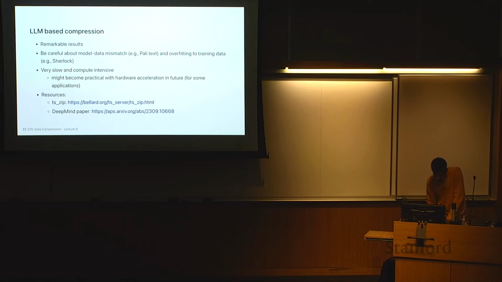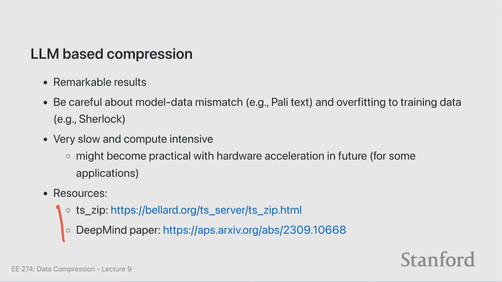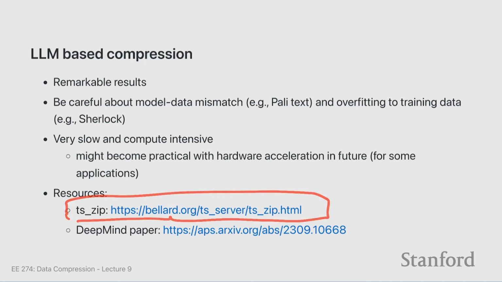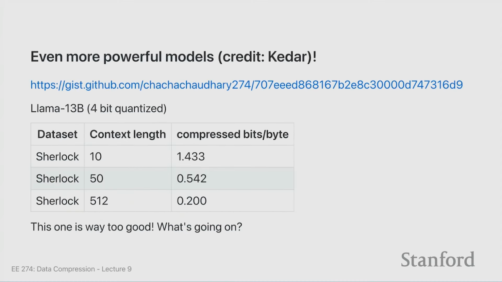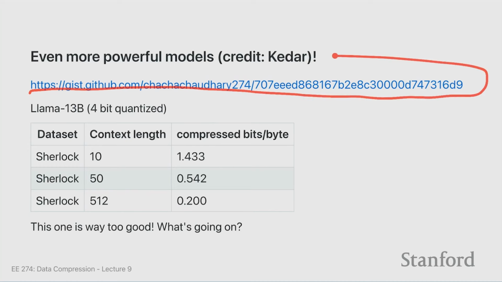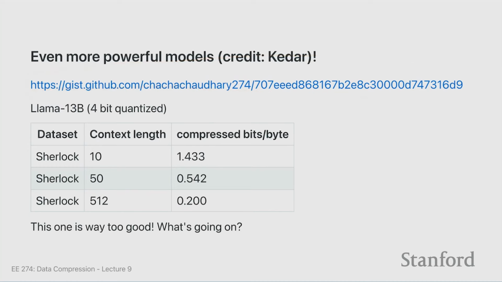Okay. So a couple of resources. One is this TSZip. Kedar ran these experiments. It's a very nice notebook where you will see how we did the thing at the start, right? Predicting the next token. That's also in this notebook, and how to do compression.